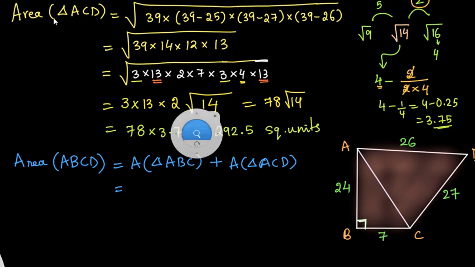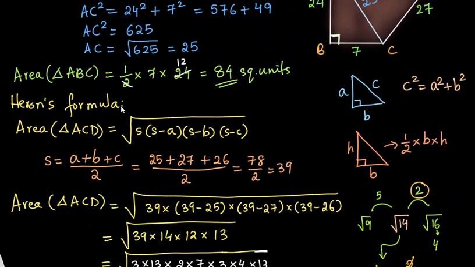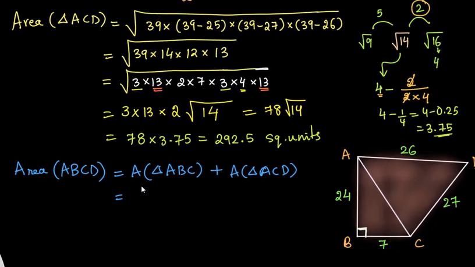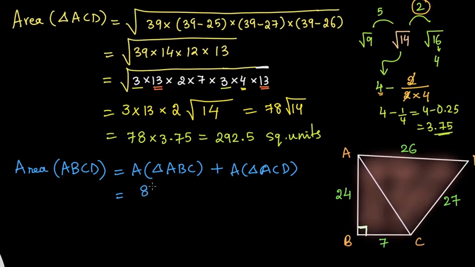The area of triangle ABC, as we have calculated above, is nothing but 84 square units, right? So it is 84 plus the area of triangle ACD, as we have calculated, which is 292.5. And if you add both the values, you get the value as 376.5 square units. This is the area of the quadrilateral. It's a very simple problem, a high school level problem, but still it's a very popular problem, especially in exams like Math Olympiad. This kind of question does appear often.